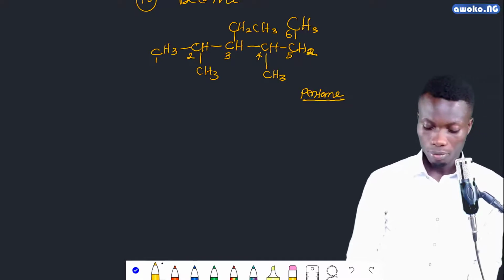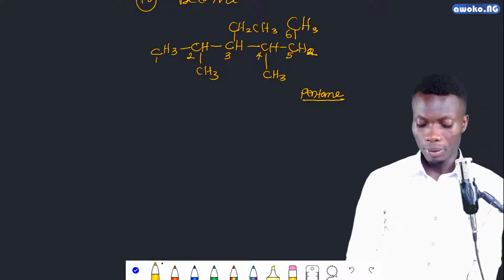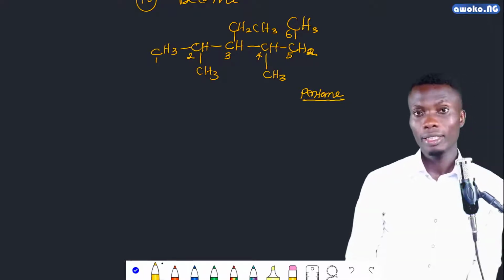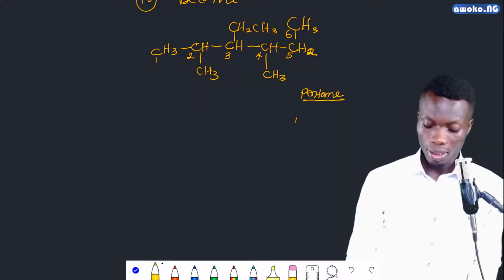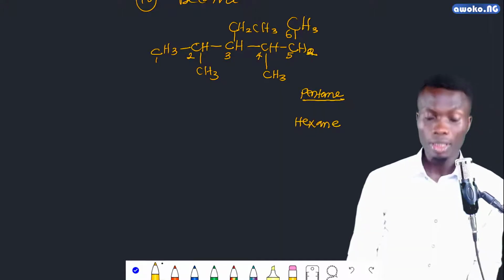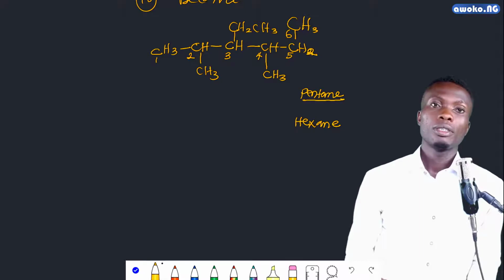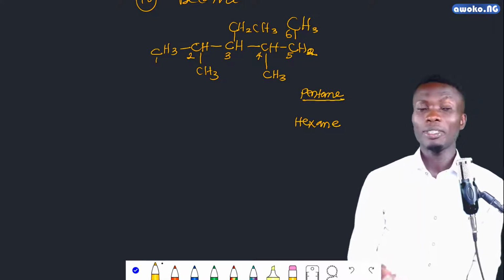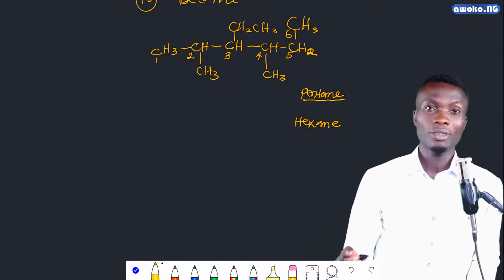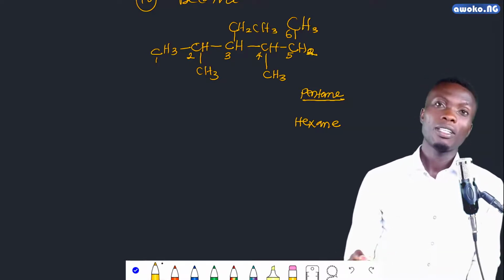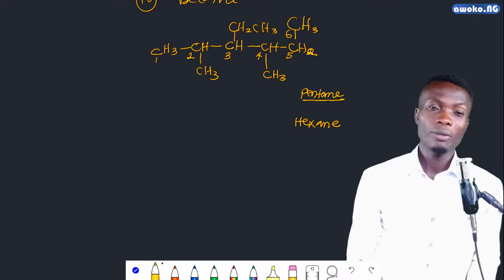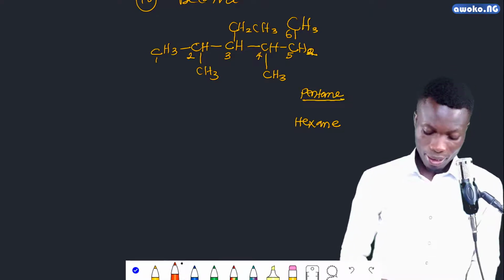Okay, so you see we have the longest continuous carbon chain here as 6, and of course 6 is related to hexane. Now, I believe you should be asking yourself, what if the other person decides to count from the right? I counted from my left. So what if another person said, oh, I don't want to start from the left, I want to start from the right? Fine, let's see how it goes.